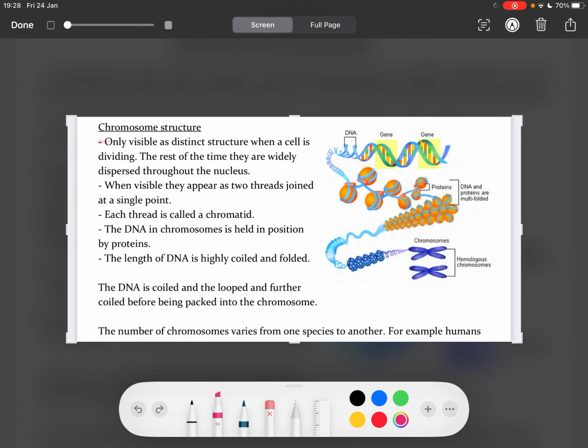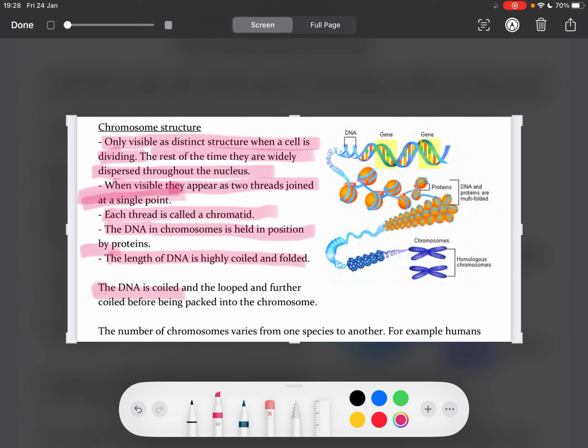Basically, it's only visible as a distinct structure when a cell is dividing. The rest of the time, they are widely dispersed through the nucleus. Number 2, when visible, they appear as 2 threads joined at a single point. 3, each thread is called a chromatid. 4, the DNA in chromosomes is held in position by proteins. 5, the length of the DNA is highly coiled and folded.